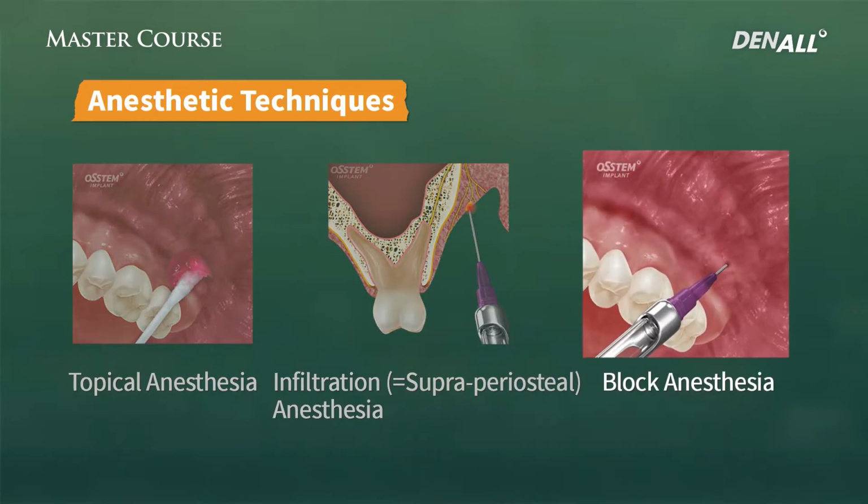The third one is the block anesthesia. As you can see, it goes into the mainstream of nerve to do the local anesthesia. Sometimes it is called 전달 anesthesia in Korean.